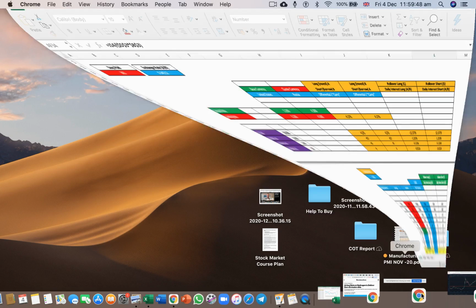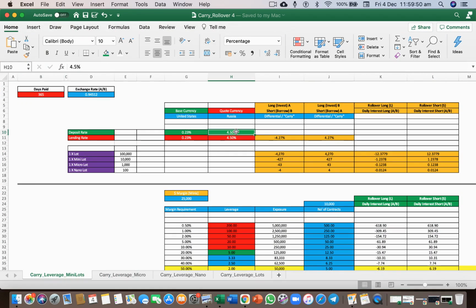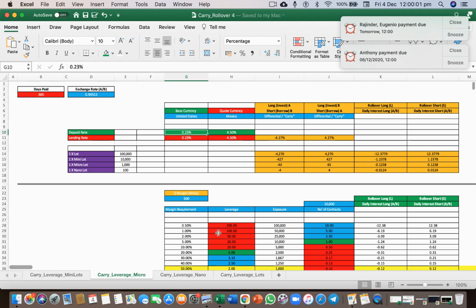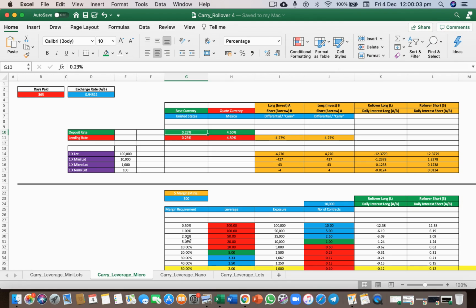So at the moment, if we go back, we can see Russia has a 4.5% interest rate compared to the United States' small 0.23% interest rate. Mexico has a 4.5% interest rate compared to the US's 0.23%. And then we have South Africa's interest rate of 3.5% compared to the United States. And then we have Brazil's 2.3% interest rate against the US's 0.23%.